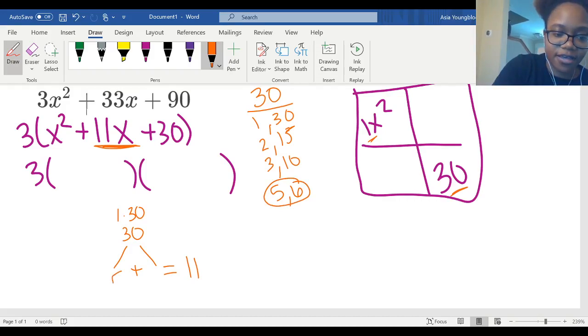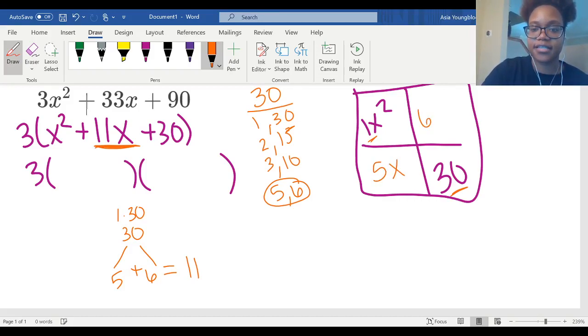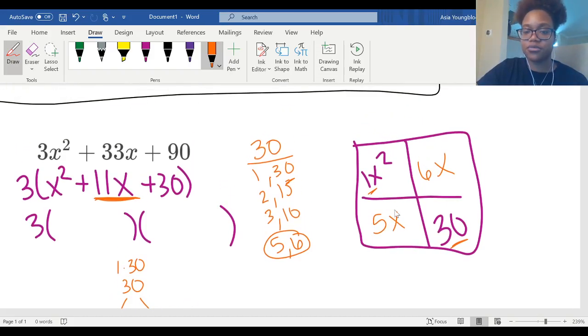So we would have 5 plus 6. So that means we're going to break up this 11x into 5x plus 6x. Again, that ensures that the 11 is here, 5 plus 6, and that the diagonals are equal, 30 and 30. So in this first row, we can factor out an x. If x goes here, x times x is x squared.